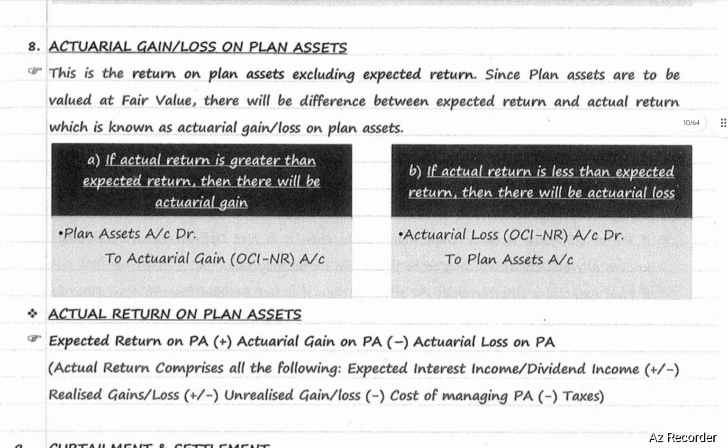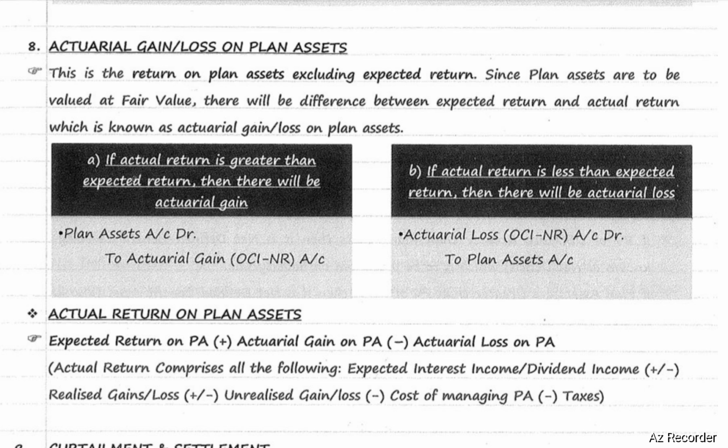Actual gain or loss on plan assets. This is the return on plan assets excluding expected return. Since plan assets are to be valued at fair value, there will be a difference between expected return and actual return, which is known as actual gain or loss on plan assets. If actual return is greater than expected return, then there will be actual gain. The entry will be plan assets account debit to actual gain account. Actual gain will be transferred to OCI NR, not reclassified to P&L.